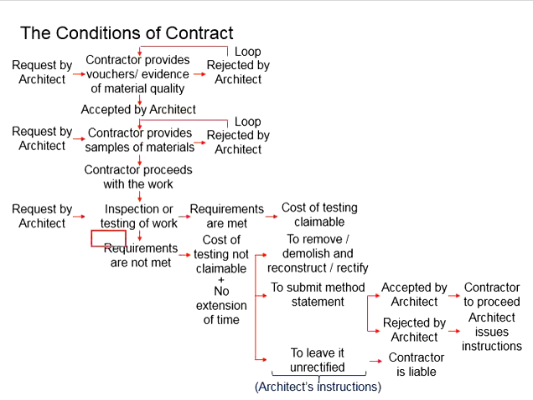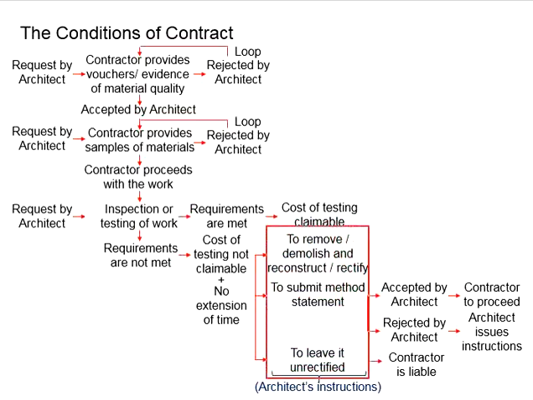However, if the requirements are not met, that means it will be the responsibility of the contractor. The cost of the testing and rectifications will not be claimable by the contractor. The contractor will need to rectify it, and no extensions of time will be allowed, as this should have been avoided in the first place. It is now fully the responsibility of the contractor.